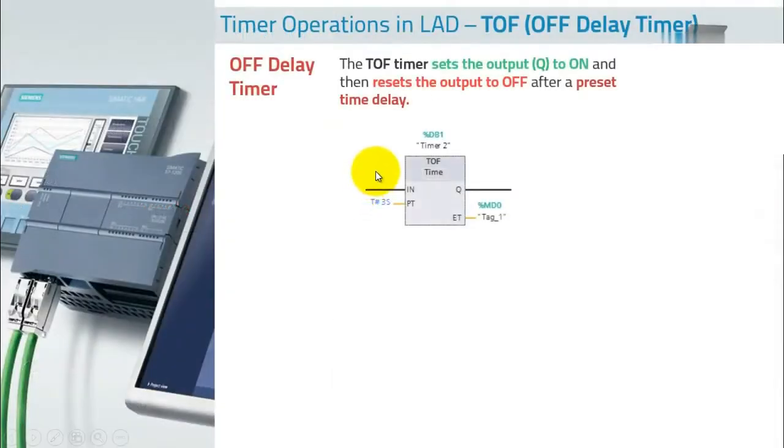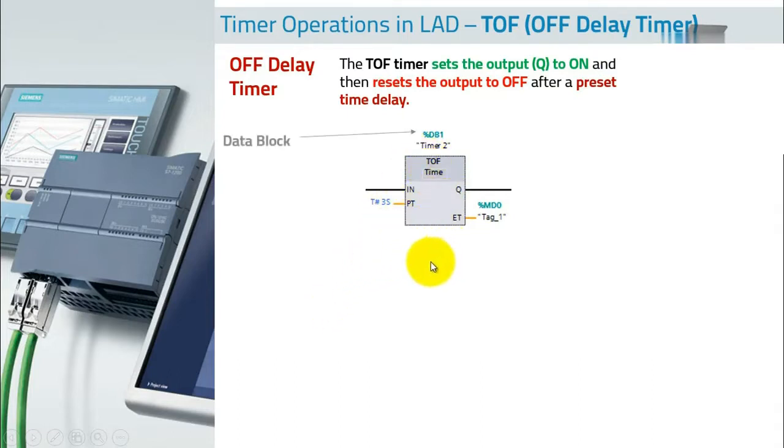The T off timer sets the output to on and then resets the output to off after a preset time delay. So here's the difference. Once you turn on the input, the output will be on immediately. But if you turn off the input, the output is off after the time delay. We'll understand that in a timing diagram.